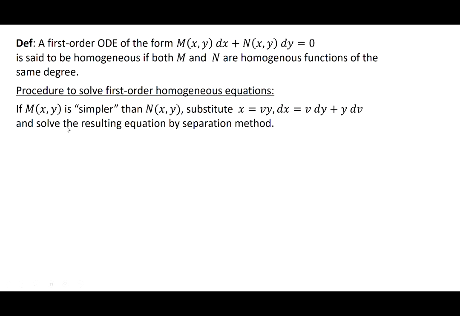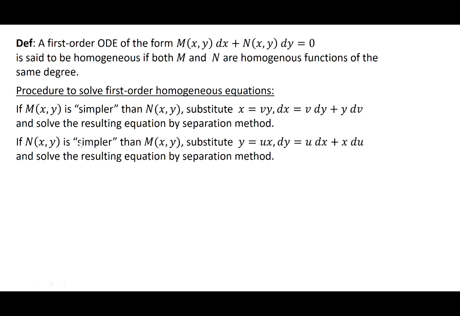And then here is what happens. When you do that, the resulting equation will be separable. And we can use the separation of variables method that we learned in 2.2. That's the idea. Or if N is simpler, then the substitution you make would be y equals ux and dy equals u dx plus x du. And then use separation of variables. Cool? I'll show you quite a few examples.